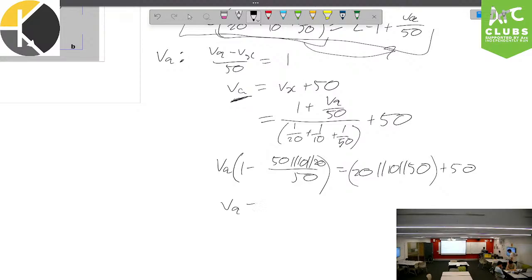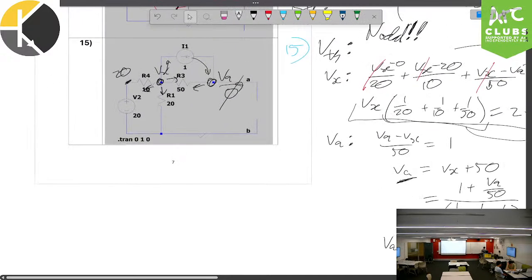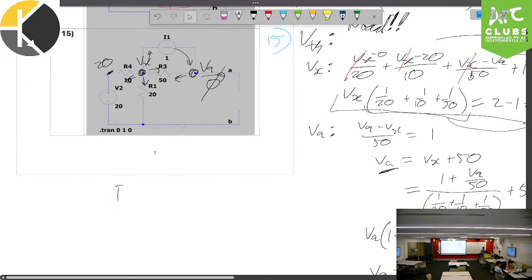So VA equals Thevenin equals, we chuck this on the denominator, 20 parallel 10 parallel 50 plus 50, all divided by 1 minus 50 parallel 10 parallel 20 over 50. Good stuff. Now our Thevenin. Nearly finished. Done fantastically today. I hope you guys have a fantastic time as well, and then we'll make a few announcements.